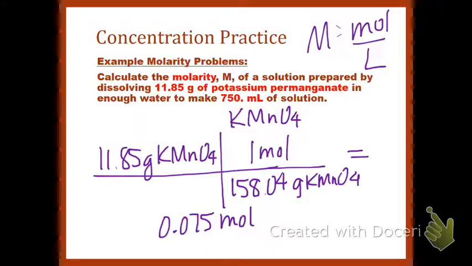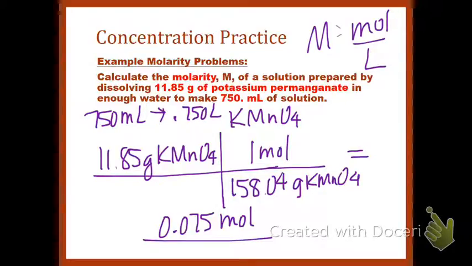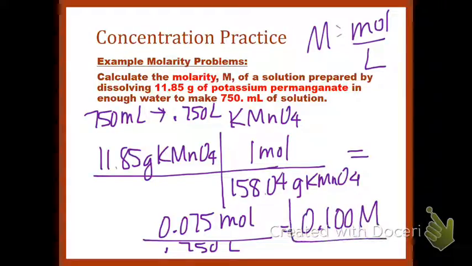So now in order to get to molarity, I'm going to divide by the liters of solution. It gave us 750 milliliters. If I divide that by 1,000, it's 0.750 liters. So I'm going to divide by 0.750 liters. And then you just divide, and you should get 0.100 molar when I have the correct significant figures. Pretty straightforward. I want to do a couple more examples because sometimes you don't always get it like that.